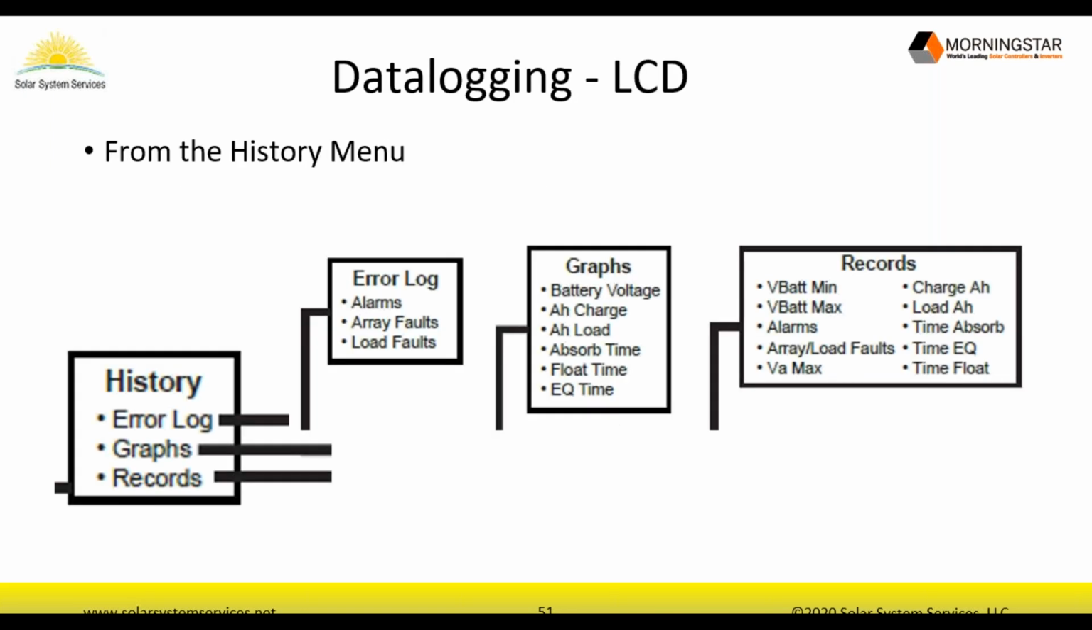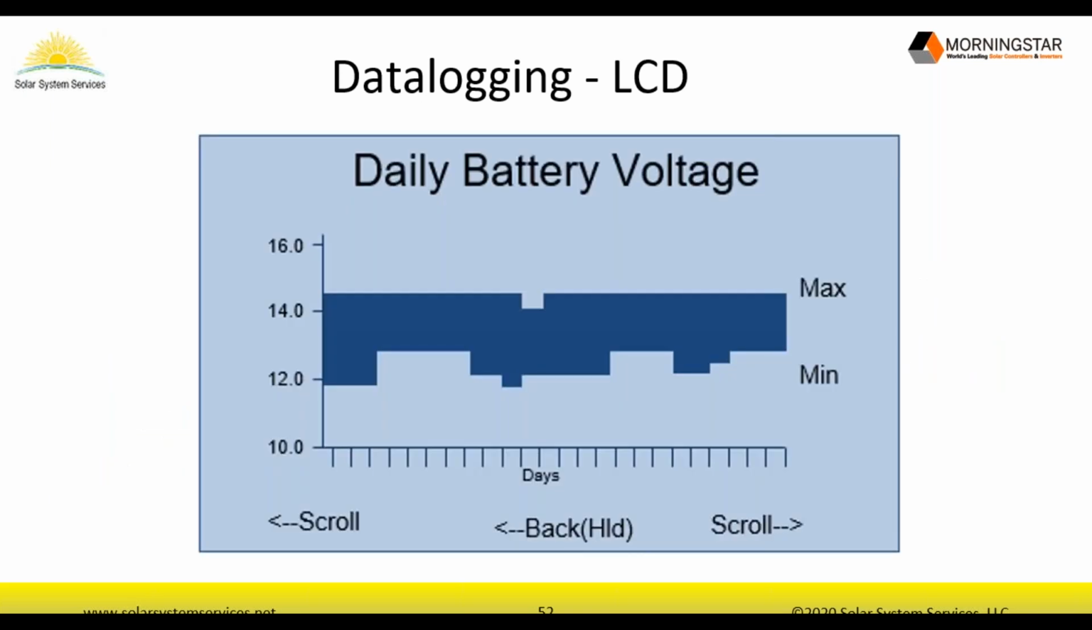If you want to go through the screen, again, you can go through it. If you go over the history menu, you've got the error log, graphs, and records. So you can work your way through the menus to get to whichever one you're looking at. And if you're looking at a history record, you'd look at a battery voltage chart that looks something like this. It'll give you the min and max over the days.